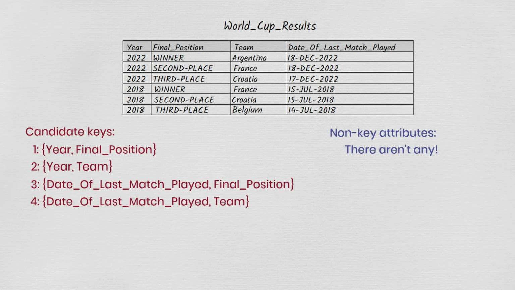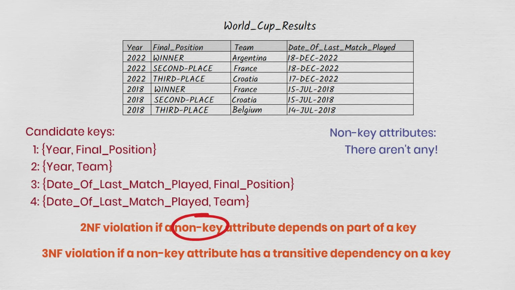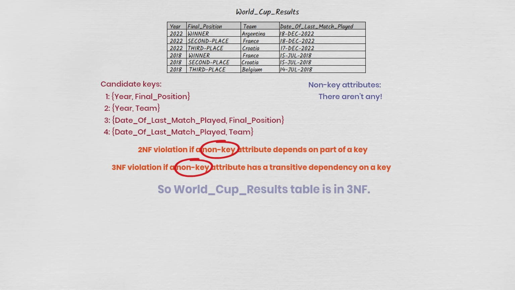Step 3. Evaluate the table against the normal form definitions. A table violates second normal form when it has a non-key attribute that depends on part of a key. But since there aren't any non-key attributes in World Cup results, there's nothing that can cause a violation. It's the same with third normal form. A table that's in second normal form would violate third normal form if it contained a non-key attribute with a transitive dependency on a candidate key. But again, the table doesn't have any non-key attributes, so there's nothing that can cause a violation. Conclusion: the World Cup results table is in third normal form.